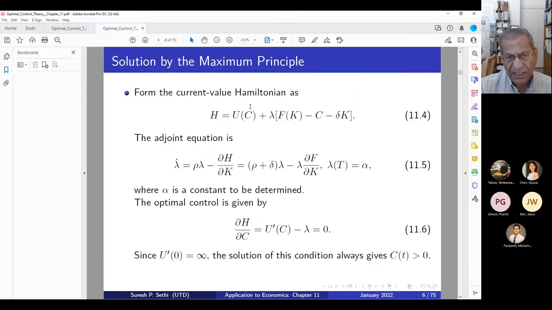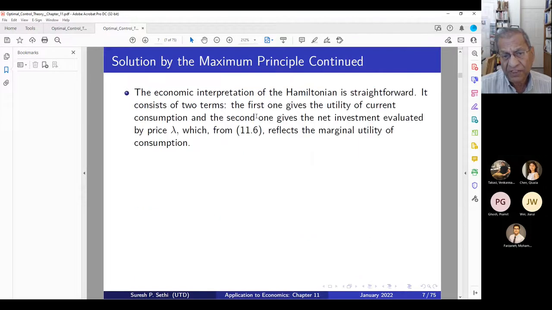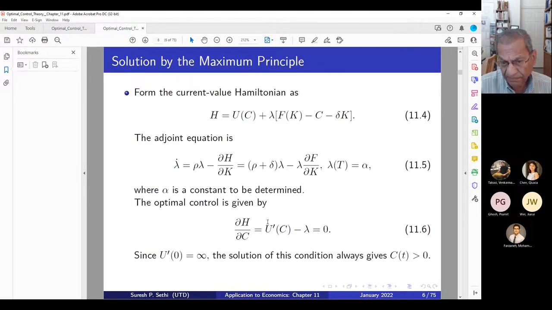The economic interpretation of the Hamiltonian is basically straightforward. It has two terms. The first one gives you the utility of current consumption, and the second one gives you the net investment, which is this one. Net investment is I minus delta K, because there's depreciation going on, and it's priced at lambda, the shadow price. So at each point in time, you maximize the Hamiltonian, which is the current utility plus the value of the investment at that time. And that investment, in fact, is equal to the marginal utility of consumption. So the shadow price, lambda, is actually the marginal utility of consumption. That brings the whole thing into utility. So the Hamiltonian gives you the current utility as the current consumption and the utility of future consumptions in some sense.